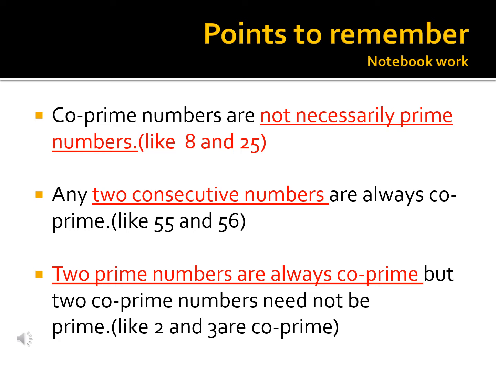The third property is two prime numbers are always co-prime, but two co-prime numbers need not be prime. For example, 2 and 3. 2 and 3 are prime numbers. They will always be co-prime. Why? Because two prime numbers have a common factor of 1 only. No other factor is common between them. So two prime numbers are always co-prime.